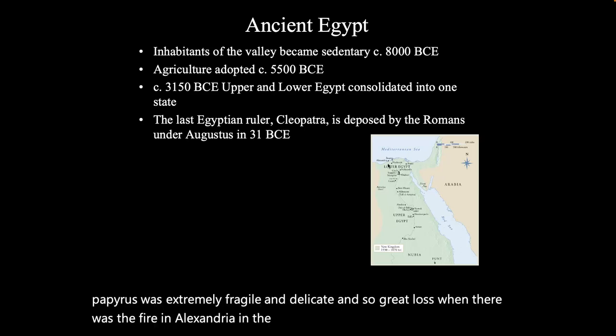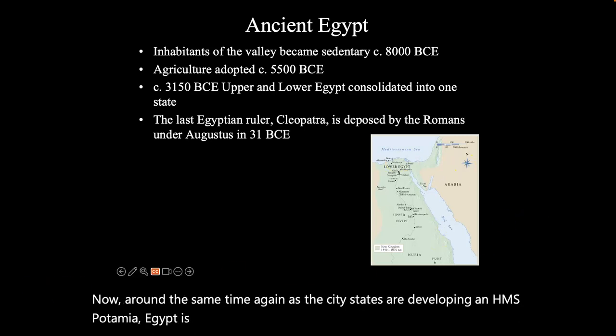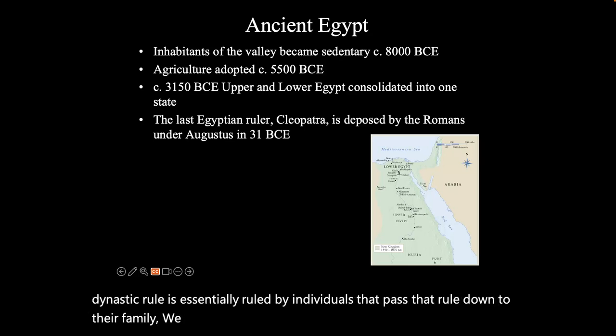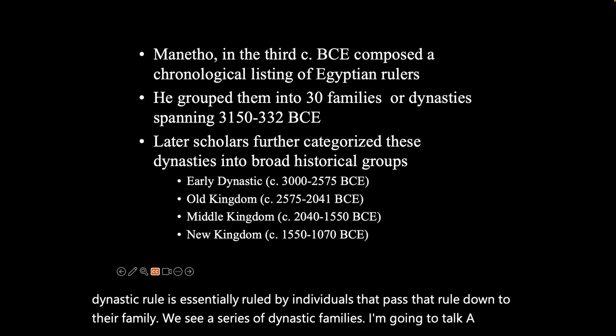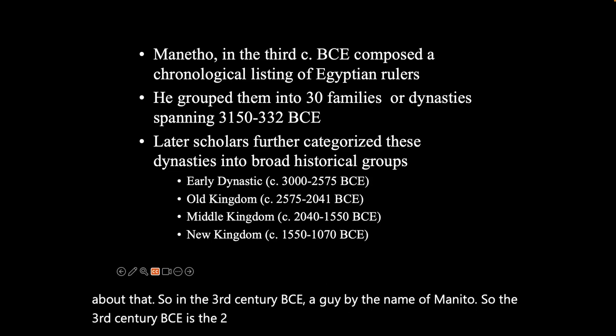Now, around the same time, again, as the city-states are developing in ancient Mesopotamia, Egypt is unifying under what would be dynastic rule. And dynastic rule is essentially rule by individuals that pass that rule down to their family. We see a series of dynastic families. I'm going to talk a little bit about that. So in the 3rd century BCE, a guy by the name of Manetho, so the 3rd century BCE is the 200s BCE, right?